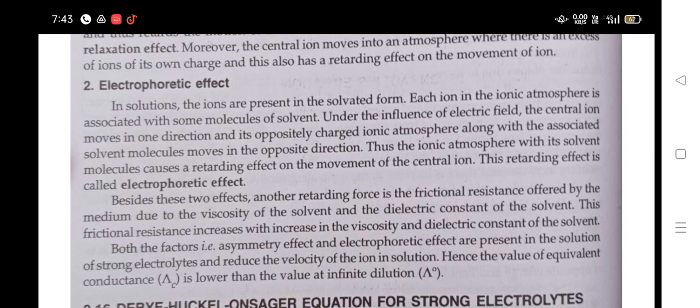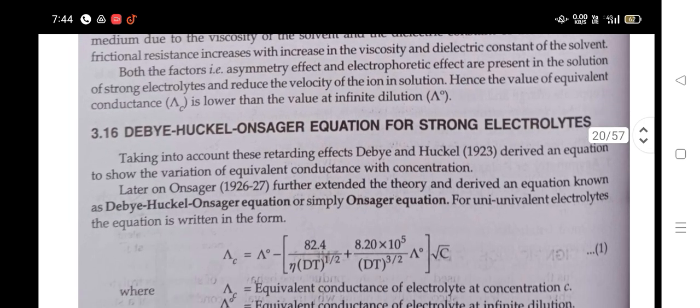Besides these two effects, another retarding force is the frictional resistance offered by the medium due to the viscosity of the solvent and the dielectric constant of the solvent. This frictional resistance increases with increase in the viscosity and dielectric constant of the solvent. Both the factors, that is the asymmetry effect and the electrophoretic effect, are present in the solution of strong electrolytes and reduce the velocity of the ions in solution. Hence, the value of equivalent conductance is lower than the value at infinite dilution.